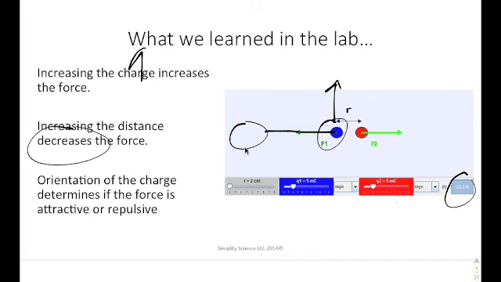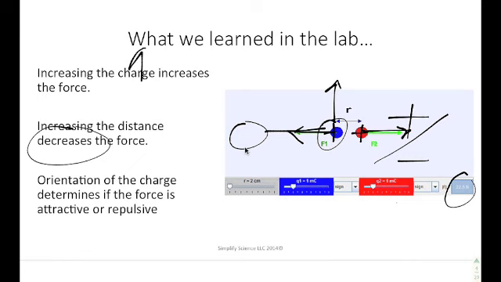We also learned that the orientation of the charge, that is whether it's a positive or a negative, plays a big role in determining whether or not the force is attractive or repulsive. In this case, you have two positive charges, and you see that the forces are pushing away from each other. If you had a positive and negative, they ended up attracting each other.